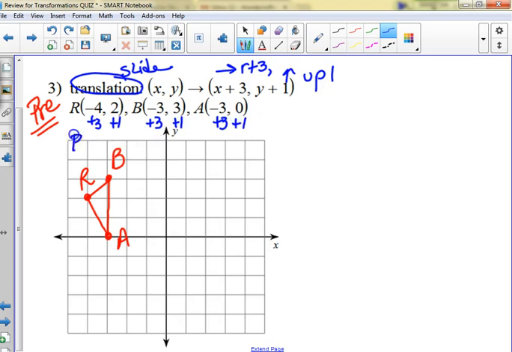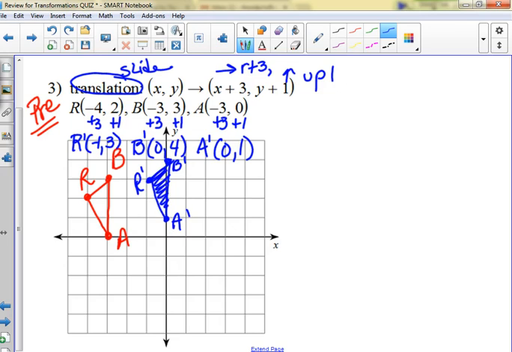Okay, so the new R prime will be -1, 3. The new B prime will be 0, 4. And the new A prime will be 0, 1. So left 1 and up 3, across 0 and up 4, and across 0 and up 1. So it should look like it slid right 3 and up 1.